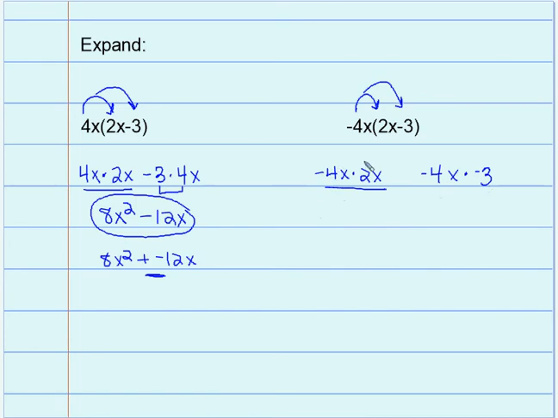This product here is -4 times 2, which is -8. X times x is x squared. -4 times -3 is a positive 12, but I need to write that positive because they're terms, and then x.